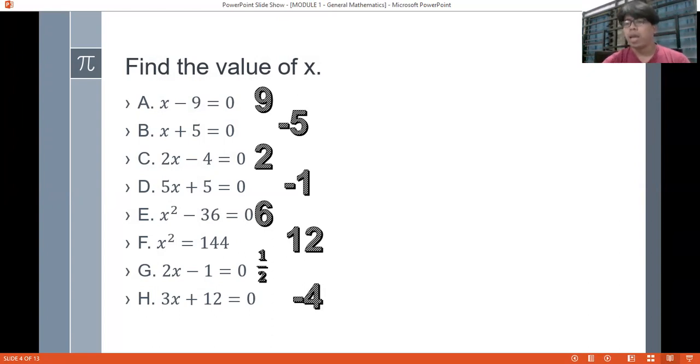Simply put, to find the value of x, you transpose, or use the method of cancellation and divide both sides by the coefficient. For example, in letter G, 2x minus 1, we get 1/2. Why? Because we first transpose the negative 1 to the right side, so it becomes positive 1. Since the coefficient of the variable is 2, divide both sides by 2, and it will be positive 1/2. Okay, let us proceed.